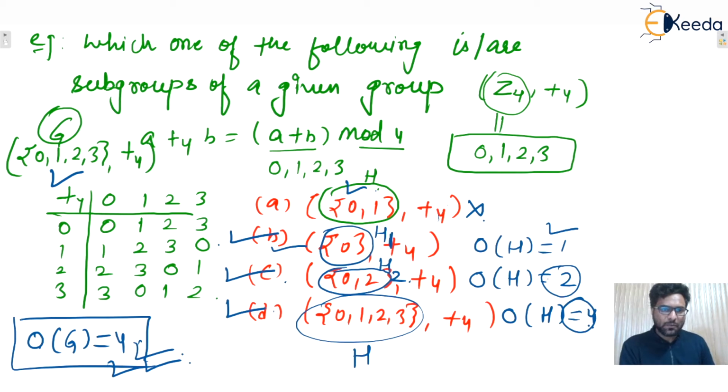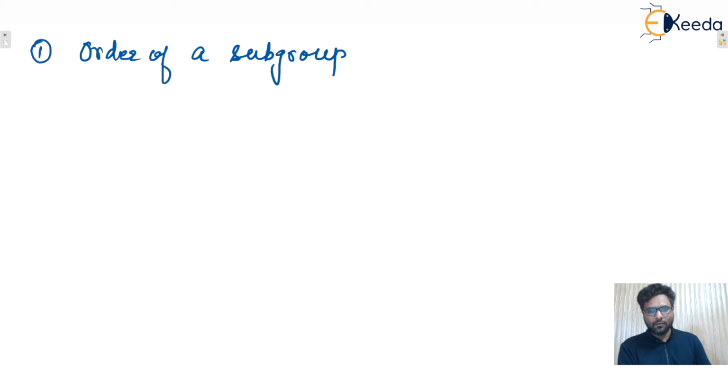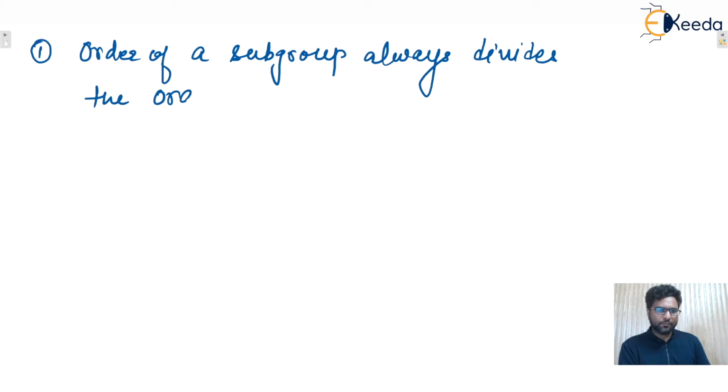So write down these properties one by one. What is the first property? The order of a subgroup always divides the order of the group, isn't it? That is Lagrange's theorem also, isn't it?